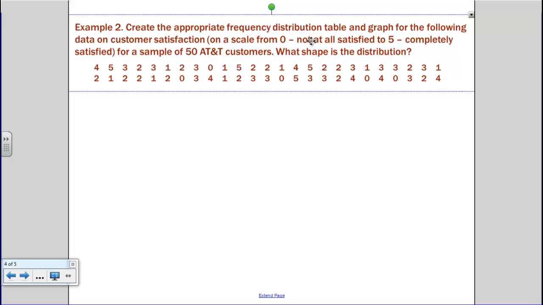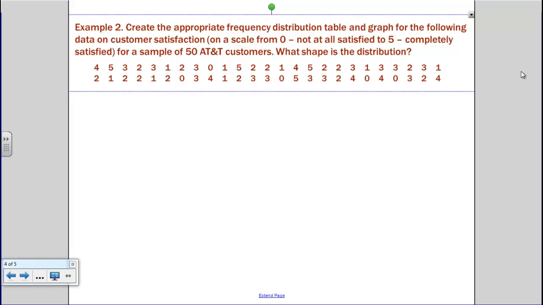So I know I'm going to be creating a basic, traditional frequency distribution table with each value represented on its own row. And then I'm going to be creating a frequency distribution histogram with the data in that frequency distribution table. And this is just looking at customer satisfaction among a sample of 50 AT&T customers. So once you do that, you need to identify the shape of the distribution based on the pretty picture we're going to create in the frequency distribution graph.